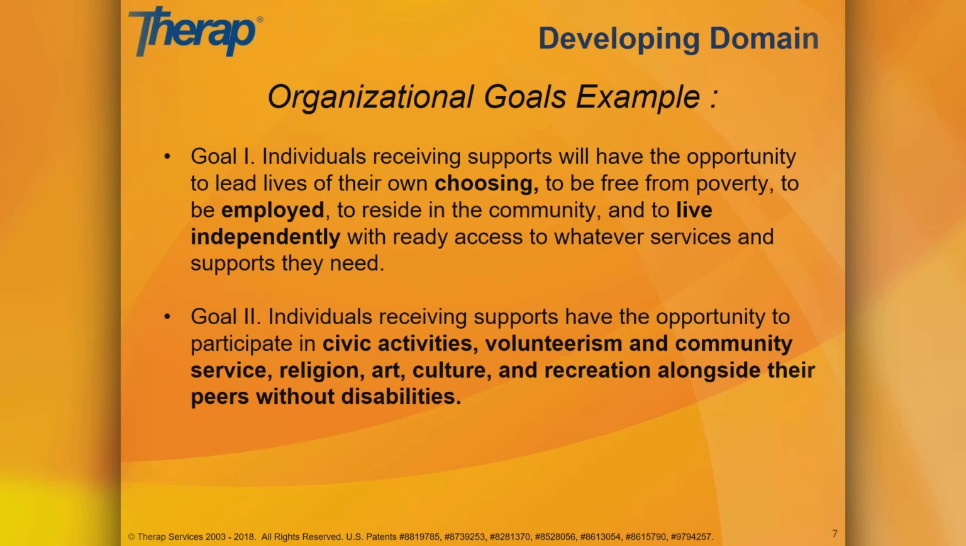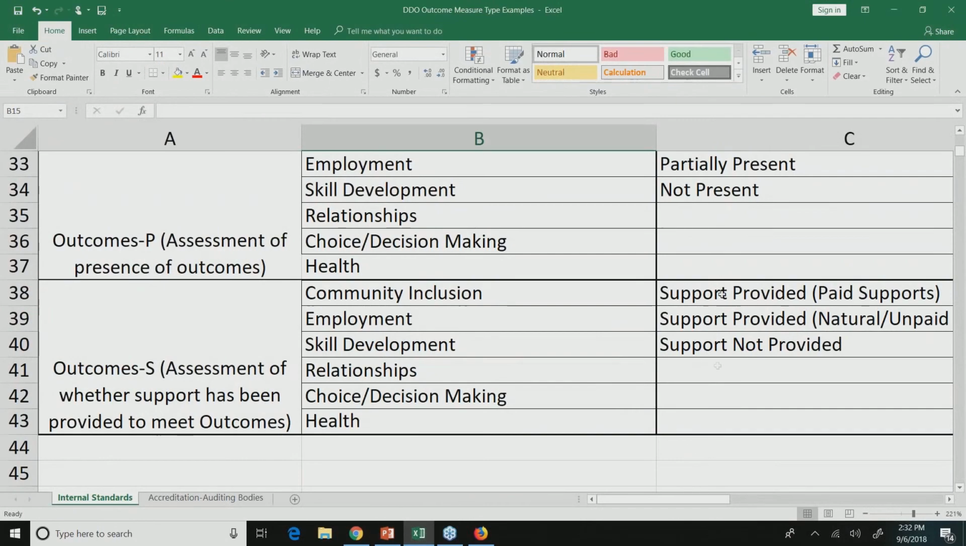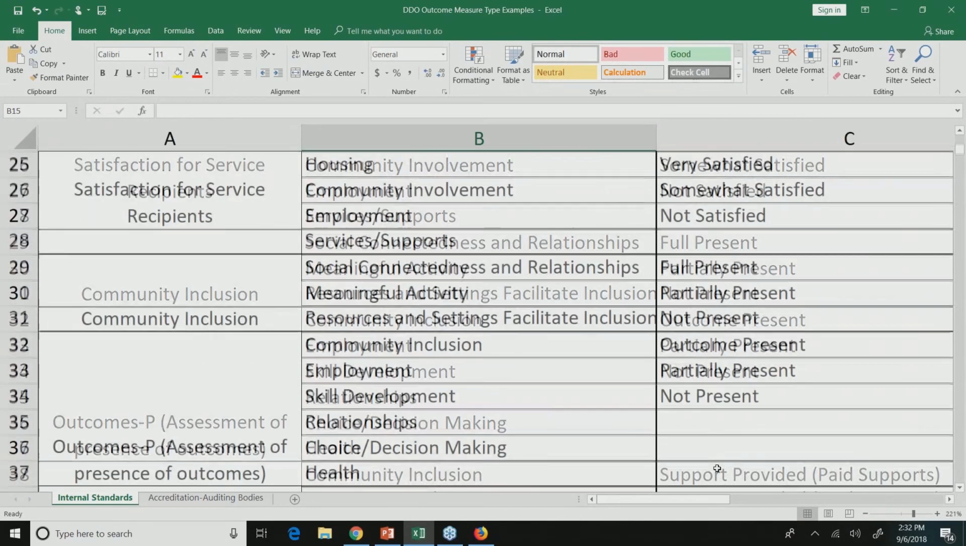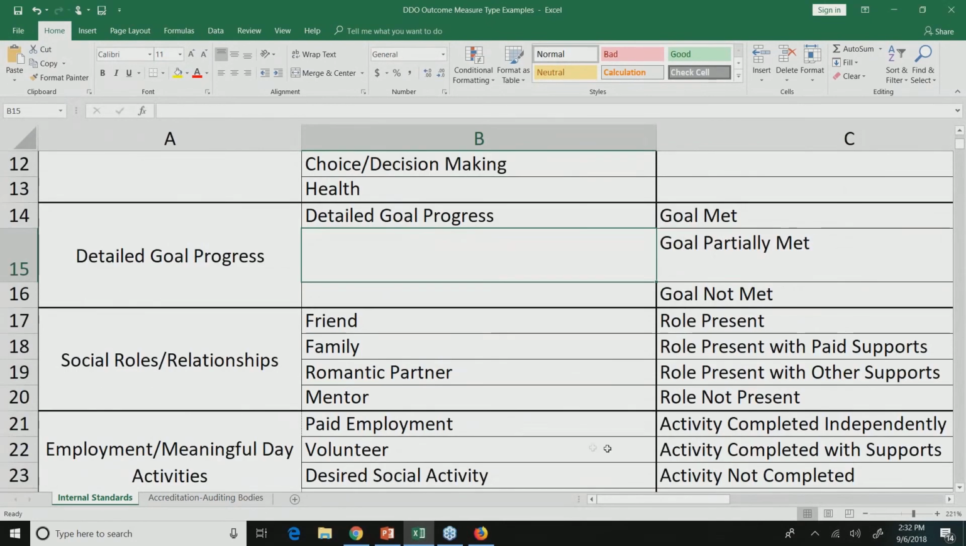This particular second goal was related to people participating in civic activities. So do people have opportunities to vote or to be educated about candidates and things of that nature? Volunteerism, community service, religion, art, culture, recreation, alongside their peers that are with or without disabilities. So you might decide that you want to capture those particular categories. And as in the example before, you may decide that, hey, I want to look at it from the standpoint of what role did the person take on. So this is an example of a relationships or social roles outcome measure type, where you're looking at the different categories of friend, family, romantic partner, and was the role present or not present.